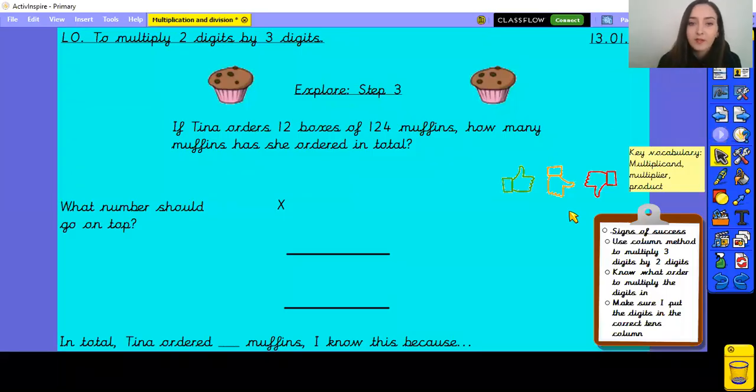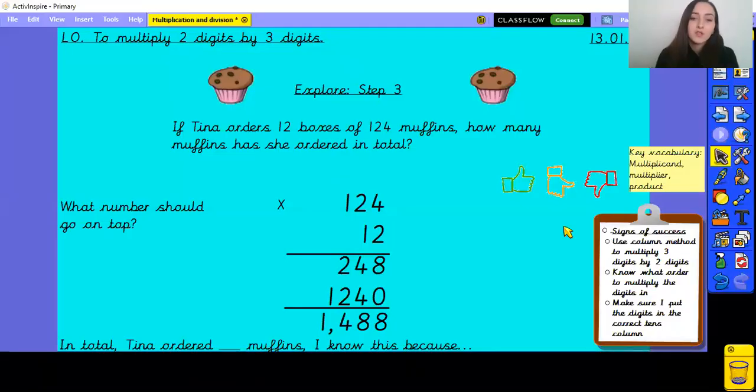Okay, so now we're going to move on to step 3 of the explore phase. So here on the board I have a problem. It says, if Tina orders 12 boxes of 124 muffins, how many muffins has she ordered in total? So using column method, I'd like you to try and solve this problem. So just pause the video and have a go at that in your books. And if you're a bit confused, I'll go through it after, all together. So pause the video and try and solve this problem using column method.